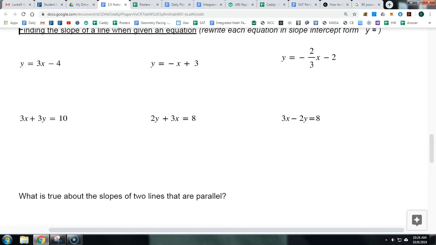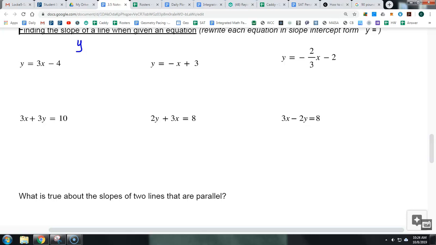There we go. Looks a little better. So find the slope of a line when given an equation. Some of these are written already in really nice form, like for instance, these first 3 are in what's called slope-intercept form.